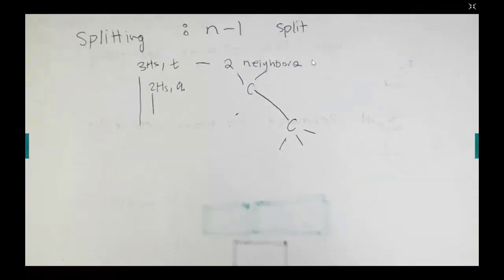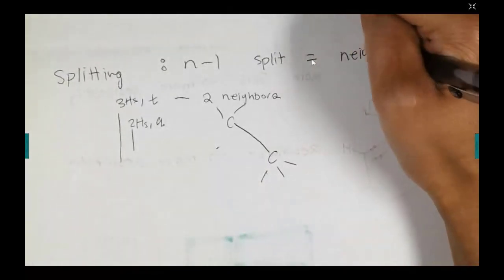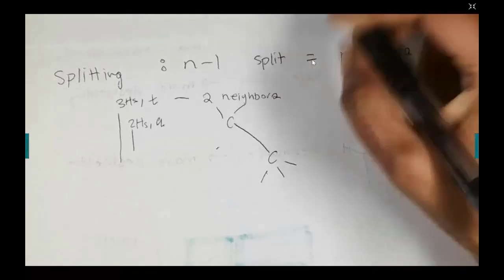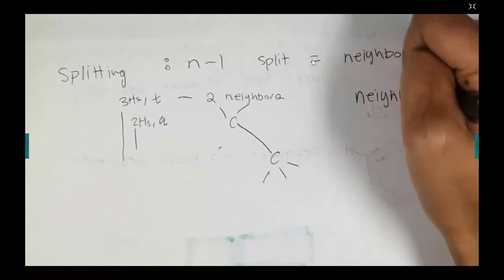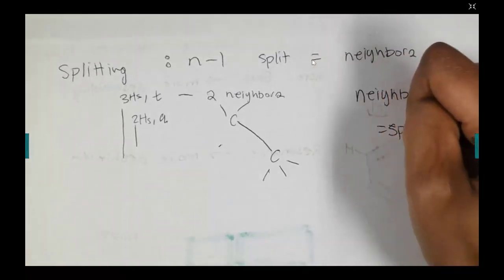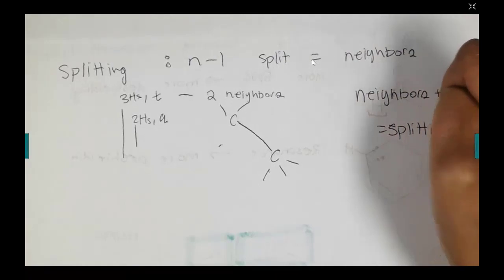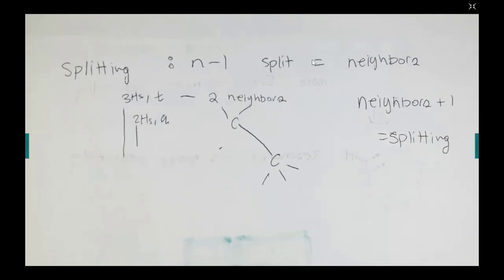So the number of neighbors is equal to n-1 of the split. But you could also call that, I think the way that y'all have been taught is neighbors plus 1 equals the splitting. So if you have a triplet, subtract 1, that's 2 neighbors. But if you have 2 neighbors, you're expecting, add 1, a triplet. But yeah, it goes both ways.